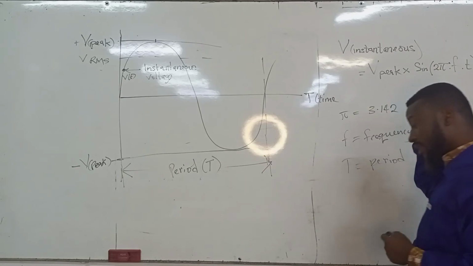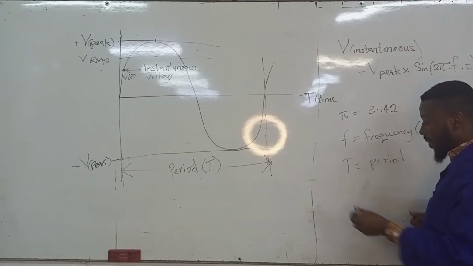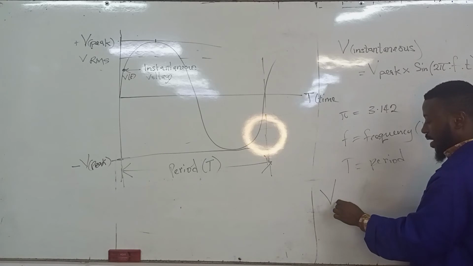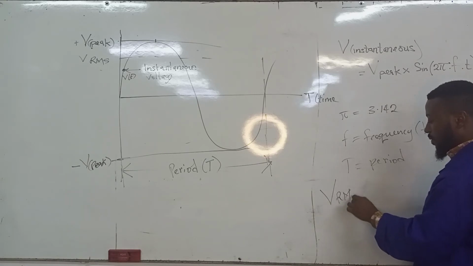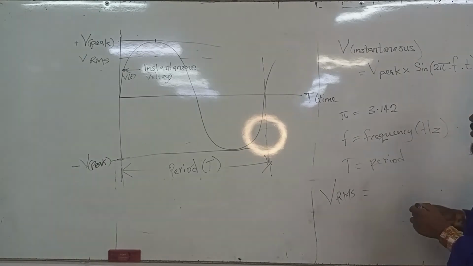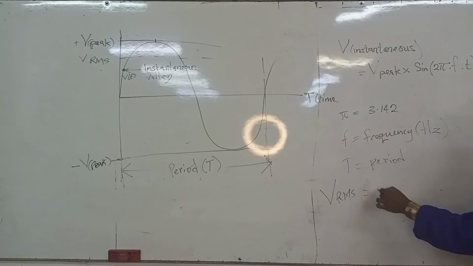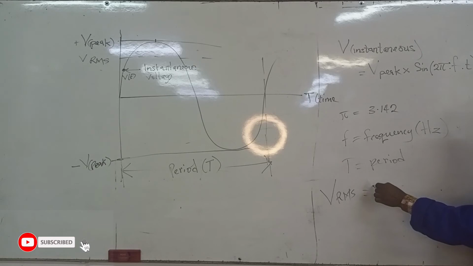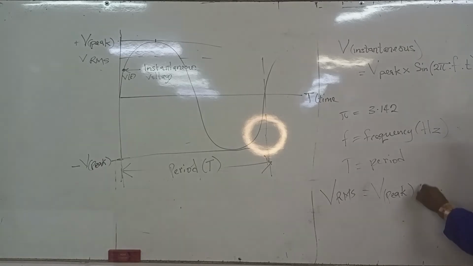We can convert this also. We have VRMS, which is root mean squared value, will be the instantaneous voltage with the peak voltage. The root mean squared voltage will be peak voltage times 0.707. Yes, this constant.